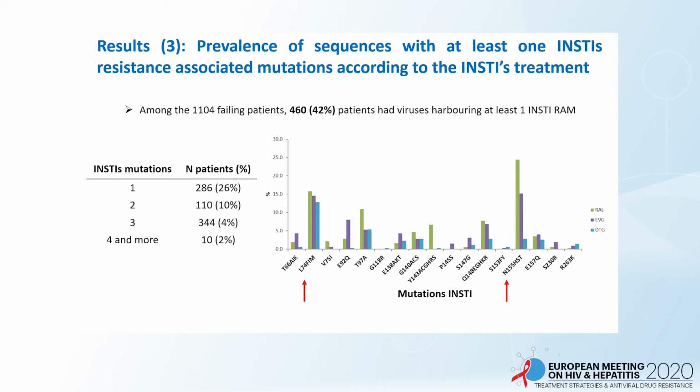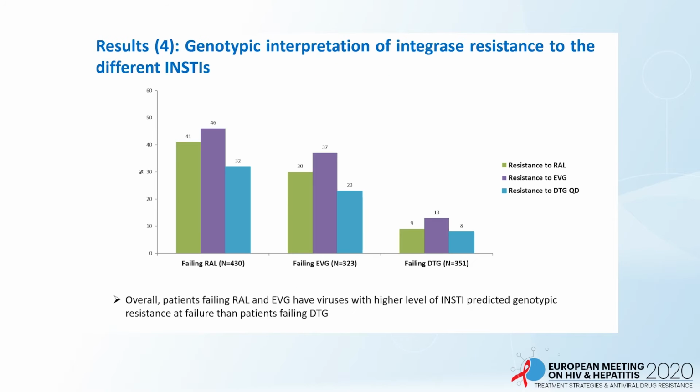Among the failing patients, 42% of them had viruses harboring at least one integrase-resistant mutation. 26% had 1 mutation, 10% had 2 mutations, 4% had 3 mutations, and 2% had 4 or more mutations. Overall, the N155 and the L74 mutations are the most commonly observed mutations, in 15% and 14% of cases, respectively. As you can see, overall, patients failing raltegravir and elvitegravir had viruses with a higher level of predicted integrase inhibitor genotypic resistance at failure than patients failing dolutegravir.